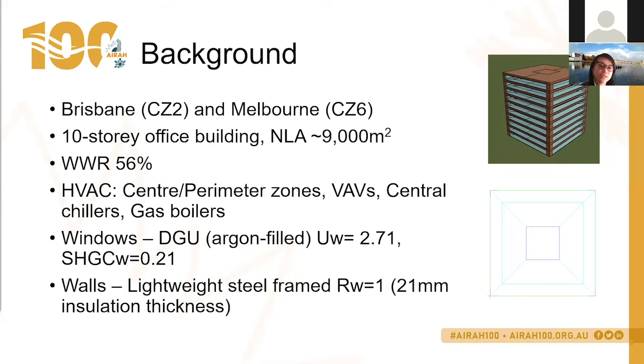On our windows, we have double glazed units that are filled with argon gas. So a U value of 2.71 and solar heat gain coefficient 0.21. And I've already mentioned our walls, which has 21 mils of insulation.